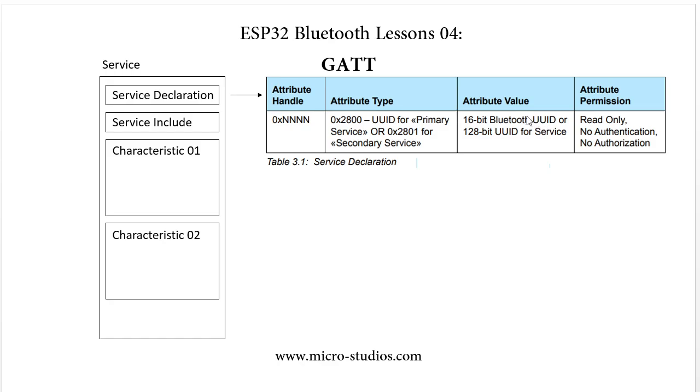The next part is the attribute value. So this will be the Bluetooth UUID. We talk about the UUID here and also the UUID here. So what exactly is a UUID? Okay, UUID is this one: universally unique identifier. It is a unique number. The Bluetooth organization divided all kinds of UUIDs.